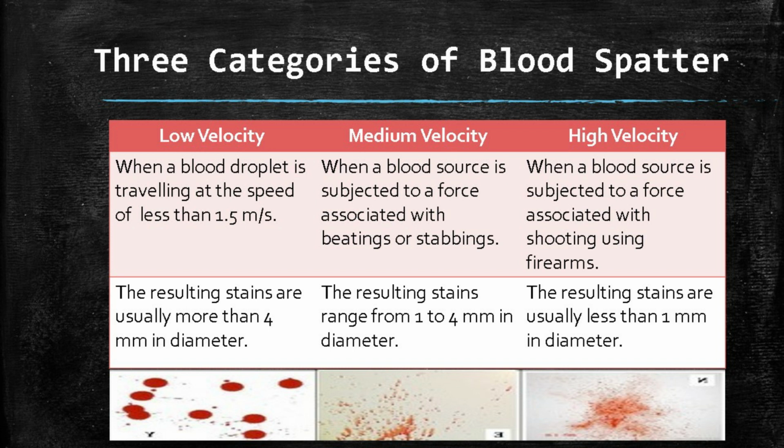Number 1 is low velocity. When a blood droplet is travelling at a speed of less than 1.5 meters per second, the resulting stains are usually more than 4 mm in diameter. Medium velocity: when a blood source is subjected to a force associated with beatings or stabbings, the resulting stains range from 1 to 4 mm in diameter. High velocity: when a blood source is subjected to a force associated with shooting using firearms, the resulting stains are usually less than 1 mm in diameter.